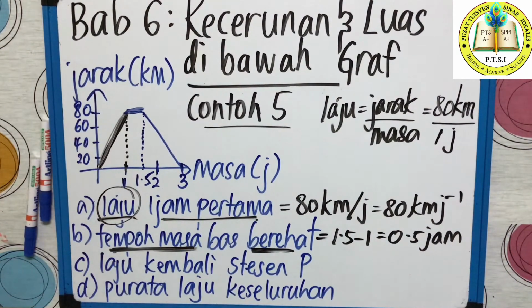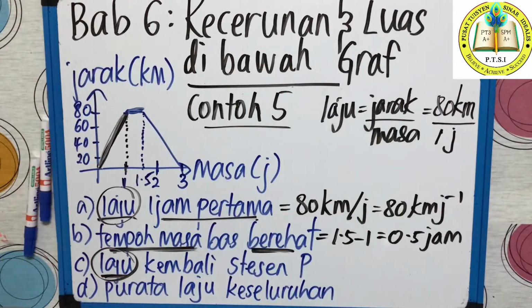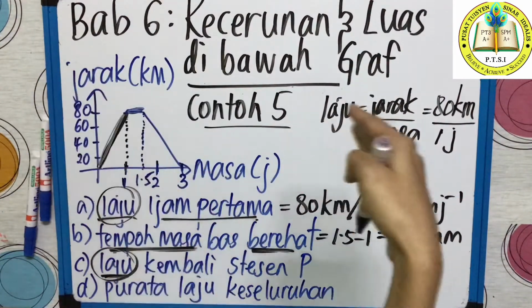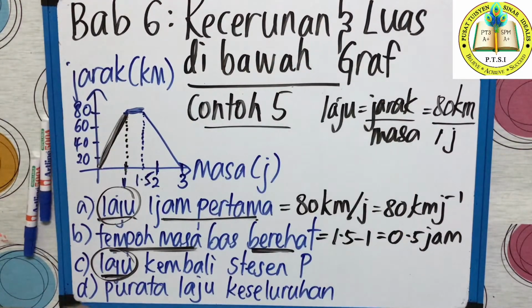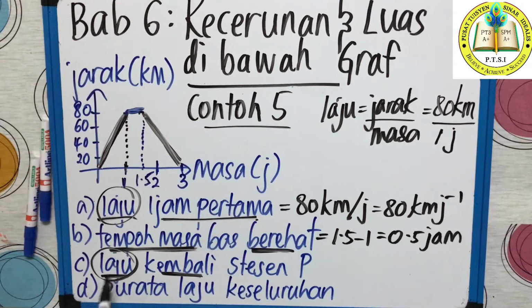Now C. Laju kembali. Again they ask you laju, the speed. But kembali station P. Yang ini pergi. You see the graph like this, right? Pergi, berehat, balik. Can you see anak kelas? Pergi, bertolak lah, pergi. The flat one is berehat ataupun berhenti. Kemudian balik. So sekarang mereka tanya laju kembali. Kembali is what? Balik. Station P. So yang ini adalah kembali. So they ask the speed for that.